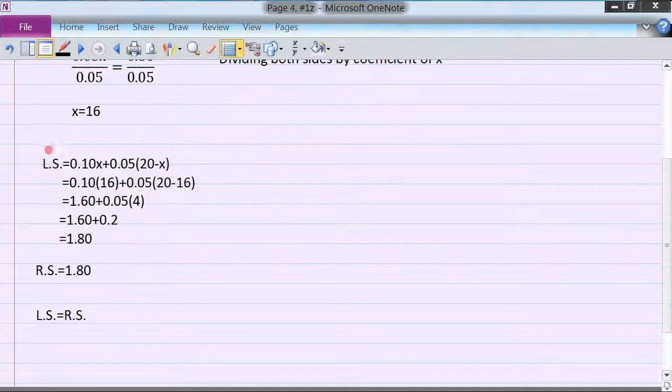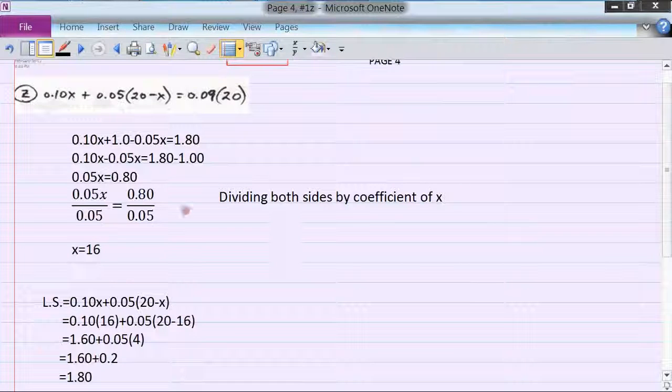So now I go and I check the answer, and I replace the x in the left side of the equation by 16. Here I replace this by 16 and this by 16. This is in the original equation right over here. So I rewrite the left side of the equation here and replace the x with the 16. I've replaced it here and I've replaced it here. So 0.1 times 16 is 1.6. 20 minus 16 is 4. I'm going to multiply the 4 times the 0.05. I get 0.2. 1.6 and 0.2 gives me 1.8.